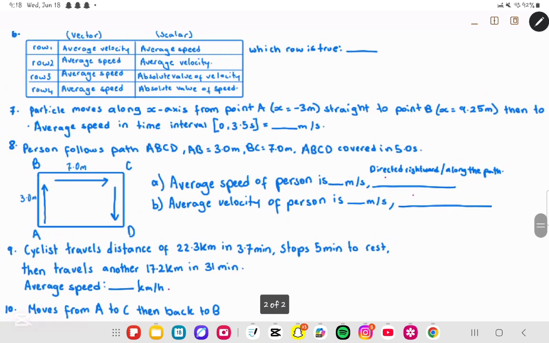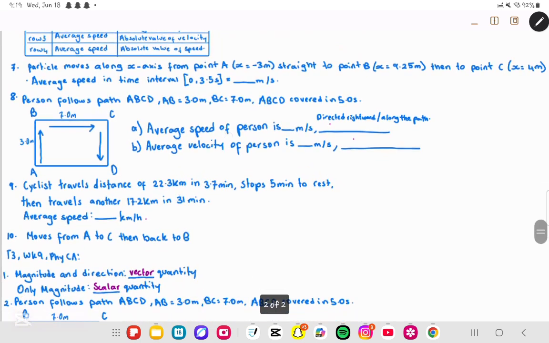Question number 6. Which row is true? So average velocity is vector, average speed is scalar. This is very correct. Why? Because average velocity is displacement over time, and we know that displacement is vector. So if displacement is vector, then velocity is vector. And average speed is distance over time. We know distance is scalar, so if distance is scalar, then speed is scalar. Row 2, average speed is vector, no. So these are all wrong, so row 1 is the only true one.